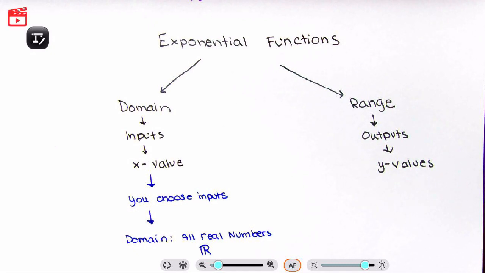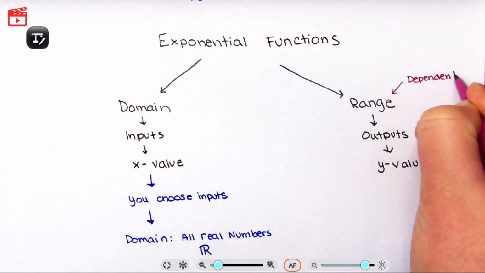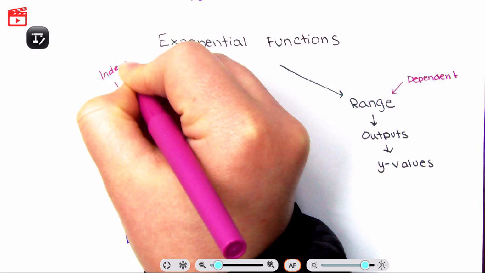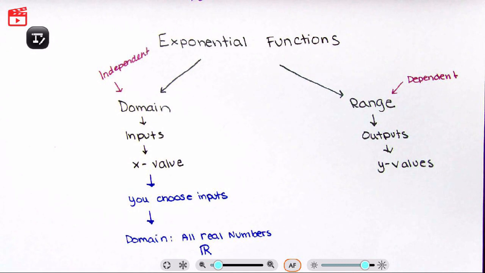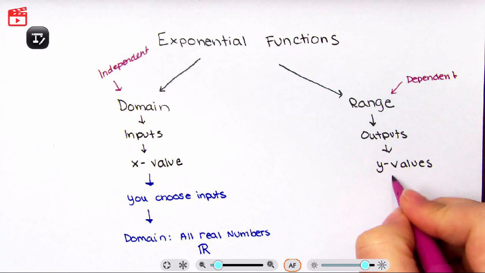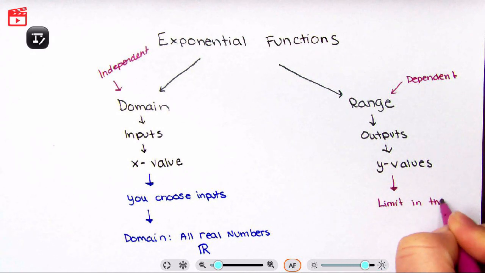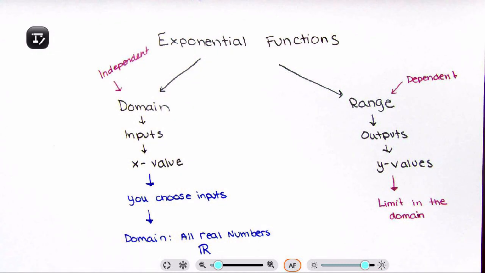However, that is different for our range. Our range depends on the domain, right? This is our dependent variable. Our independent is the domain, and our dependent is the range. So what does that mean? There is a limit in the domain. I almost forgot how to spell domain for a second. Jeez. So there is a limit on the domain.